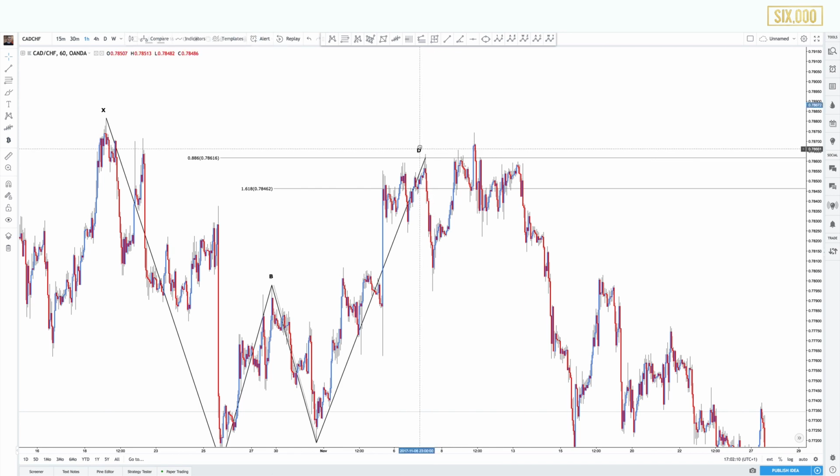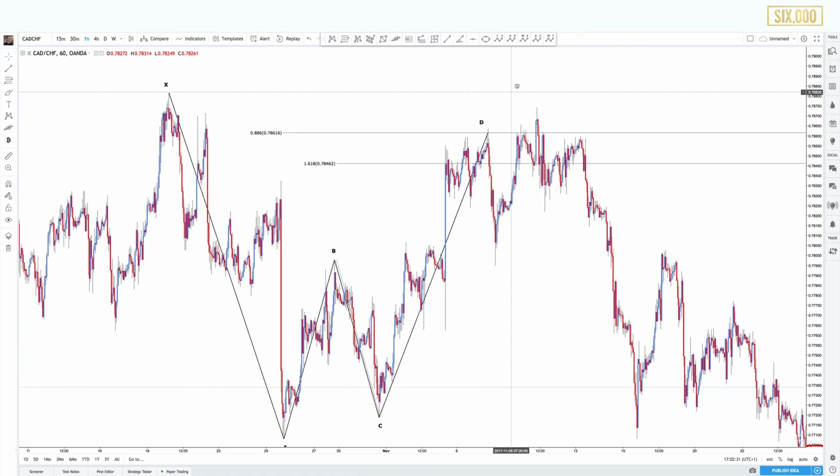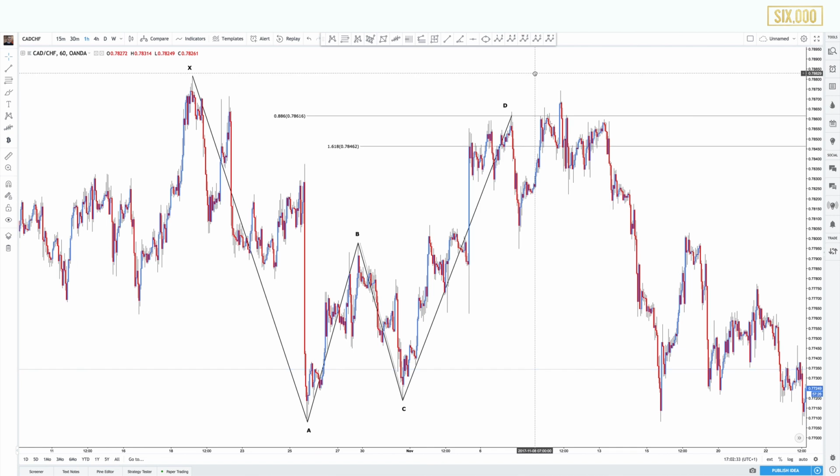And as mentioned with the previous setup, if price continued past D, for example, then this would of course result in a losing trade, and then it would be considered an invalid setup, and we'd be looking at the next trading opportunity. And this obviously will happen. It's to be expected in future trading opportunities.